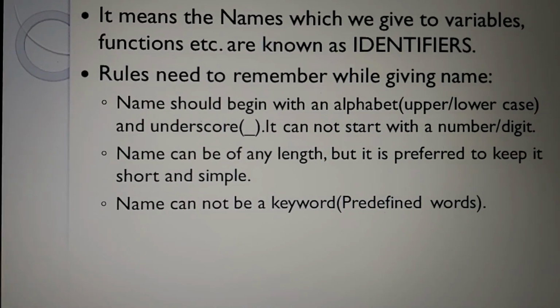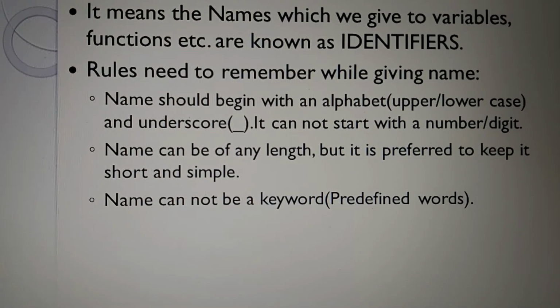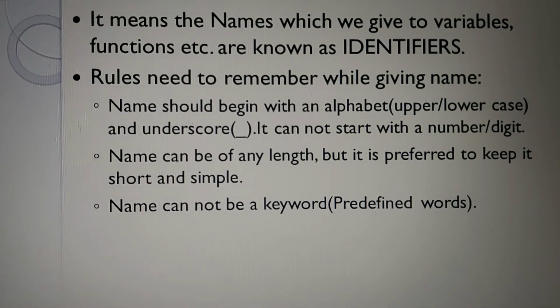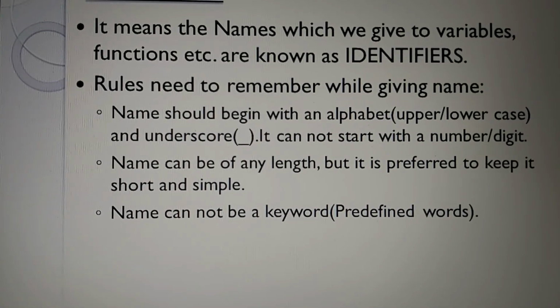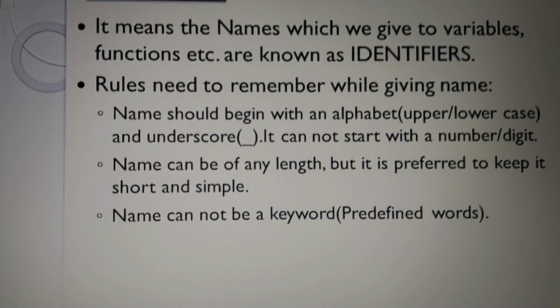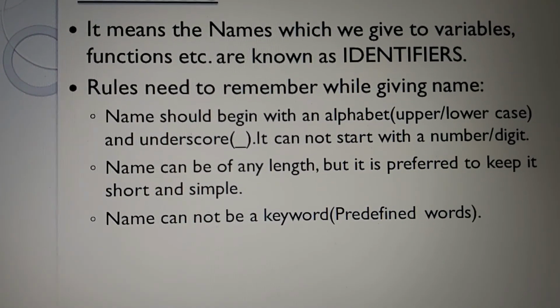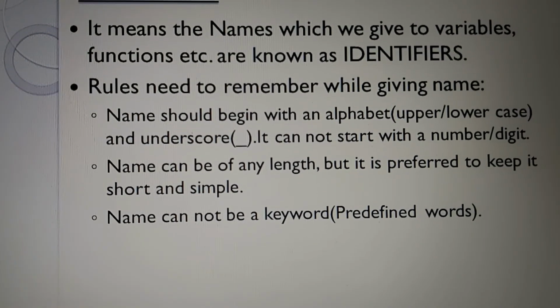थर्ड पॉइंट, नेम कैन नॉट बी कीवर्ड or predefined words. Remember keywords which we have done, so that cannot be my name. तो आप कोई भी वेरिएबल को नाम दे रहे हैं, वो नाम कीवर्ड नहीं होना चाहिए. कीवर्ड वो वर्ड्स होते हैं which have already been predefined by Python and they have a specific meaning.